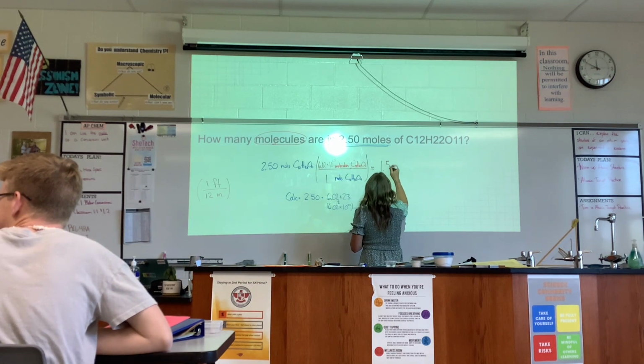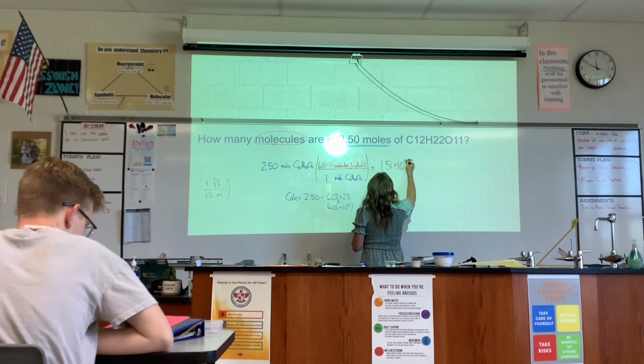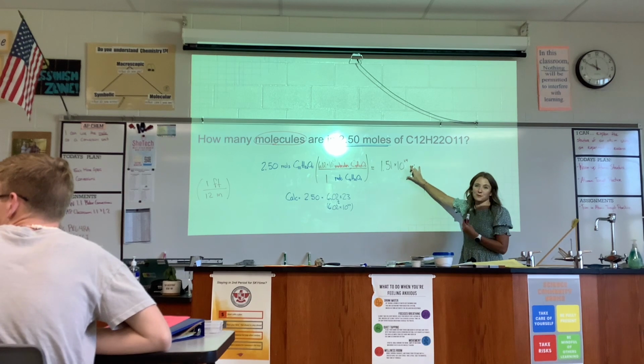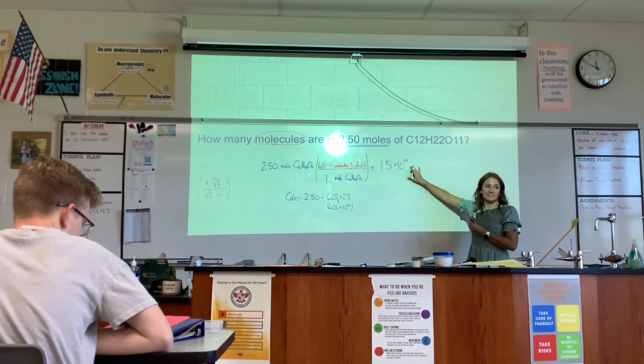If you got 1.51 times 10 to the 24, and you typed it in correctly, you're good. We all get this answer? It's because of sig figs.